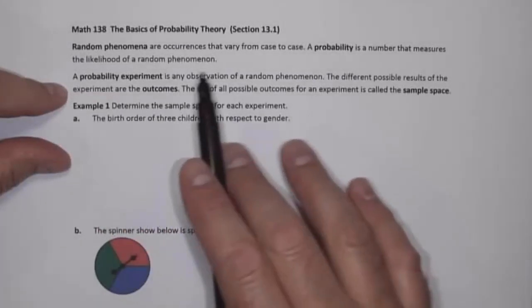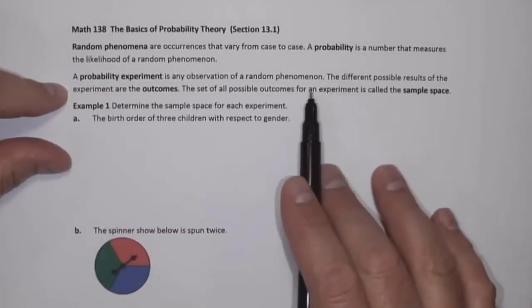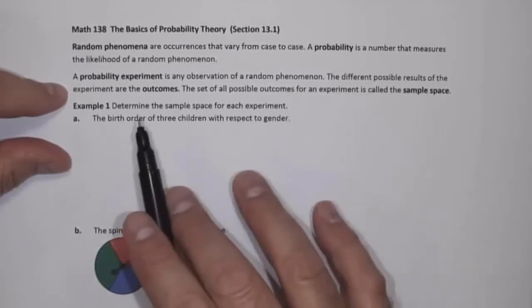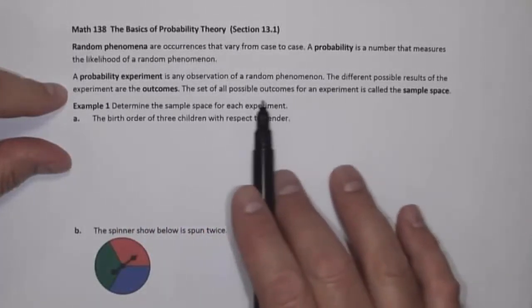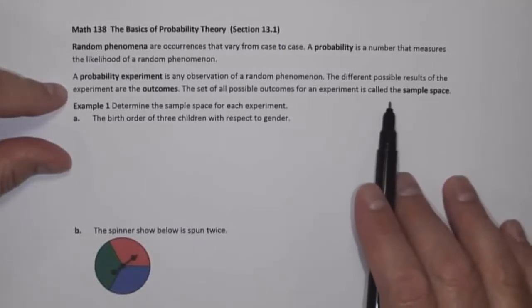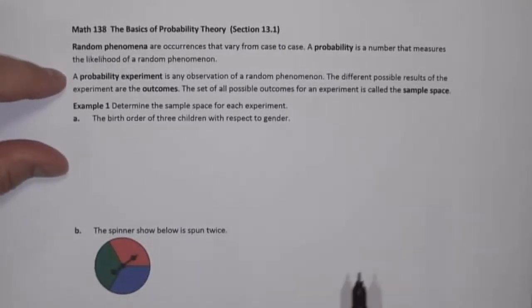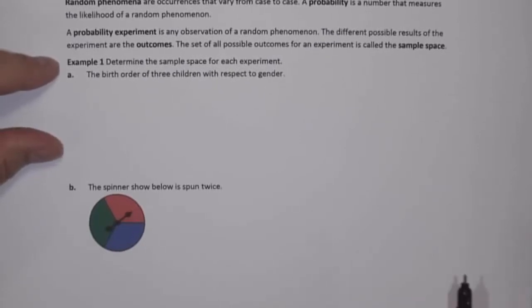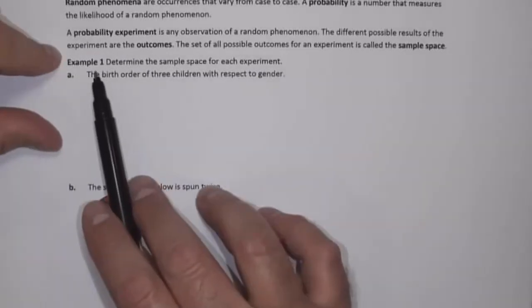So in order to be able to determine a probability, we're going to have to know what the possible outcomes are. And in order to do that, we need to determine all of the possible outcomes. And so that is again called the sample space. So this is similar to what we did when we were looking at counting techniques.